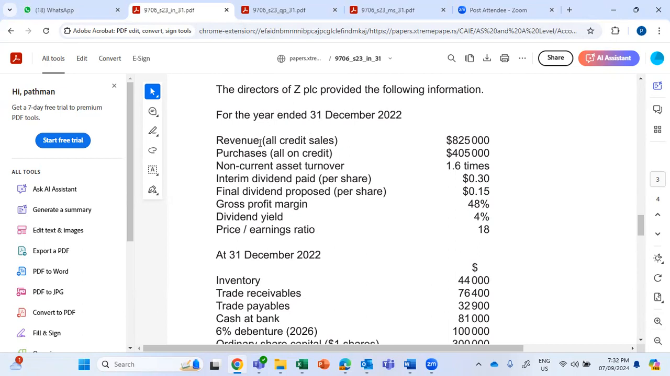Revenue, see you're given all this information, revenue, all on credit sales. So there's no cash sales here. Purchases, all on credit. Non-current asset turnover. See, this is an AS ratio. They still ask you in A2. Okay, interim dividend paid per share, 30 cents. Final proposed dividend per share, 15 cents. And then you're given the gross profit margin, dividend yield, price earnings ratio.